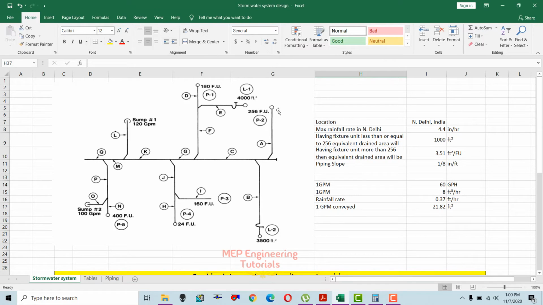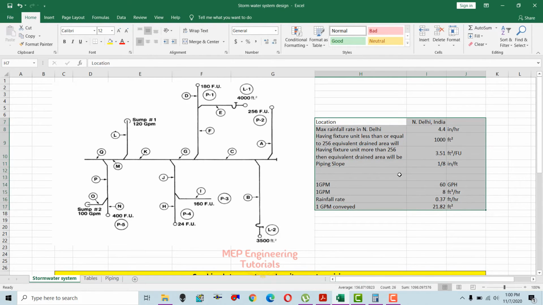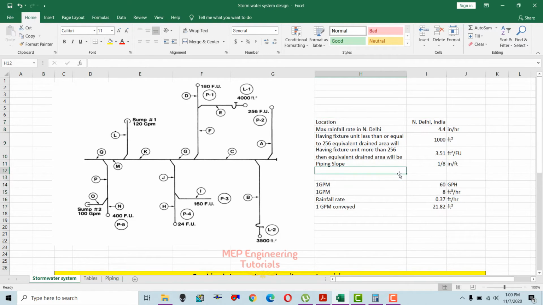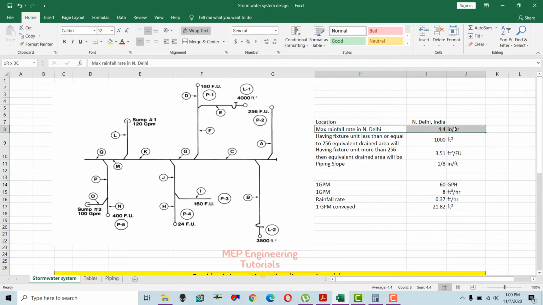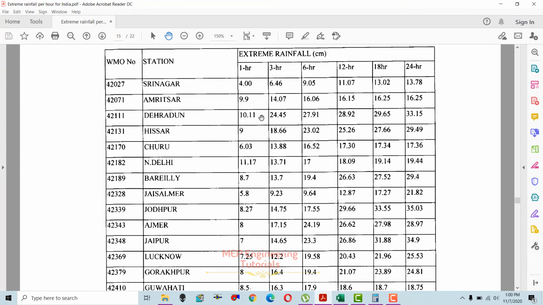So we're going to start from this furthest outlet, 256 fixture unit, stack P2 point. The first important thing here is the location. Where are you going to perform this? Because rainfall rate is different for each city in the country, or different in different countries. So first of all, we have to check the location. Since I'm talking about New Delhi, India, first I have to get the maximum rainfall rate in inches per hour in New Delhi. I have a table here for 72 different cities in India.